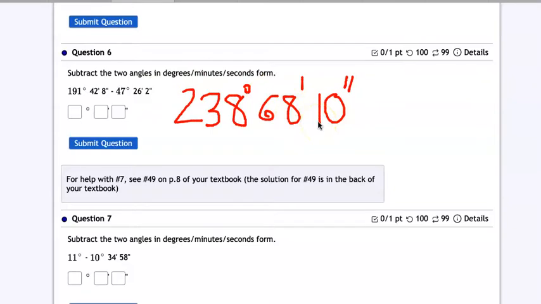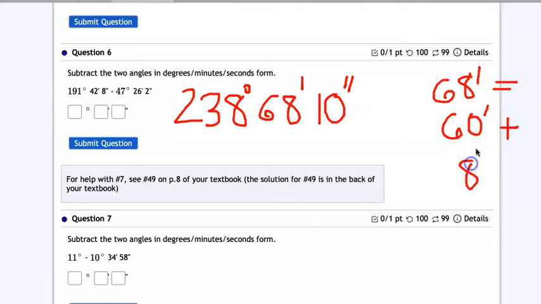So what do we do when we have 68 minutes? 68 minutes is the same thing as 60 minutes plus 8 minutes. That means I need to take the 60 minutes and turn it into an extra degree. So I end up with 239 degrees, 8 minutes, and 10 seconds.